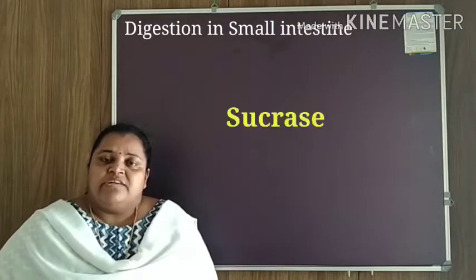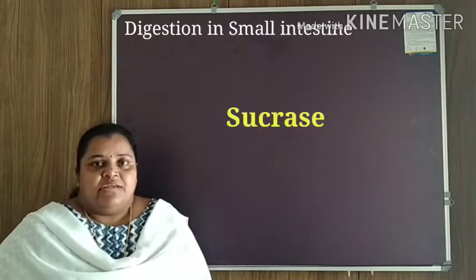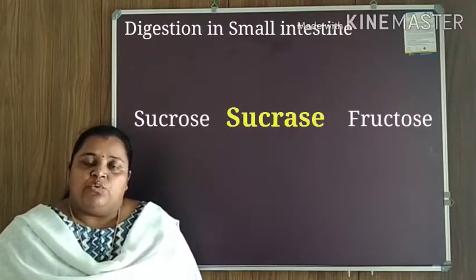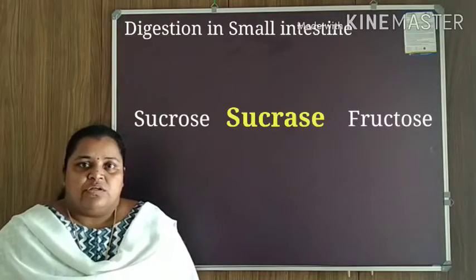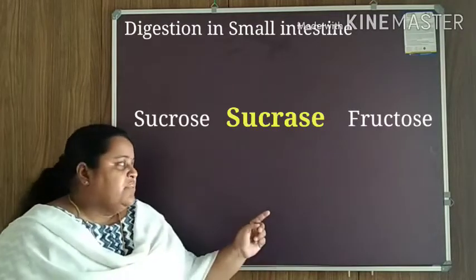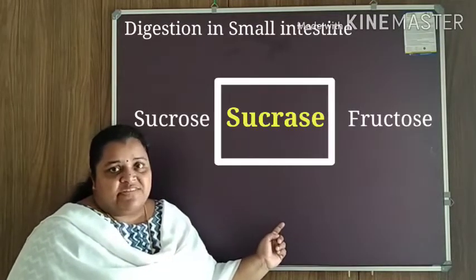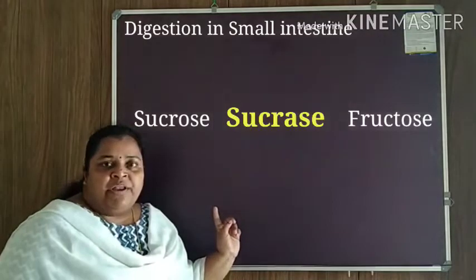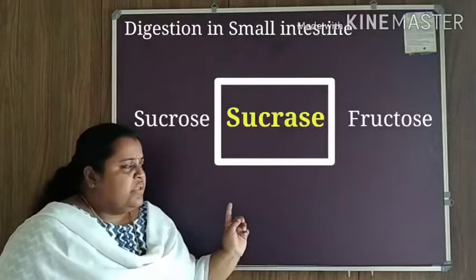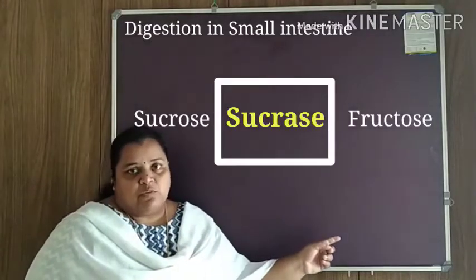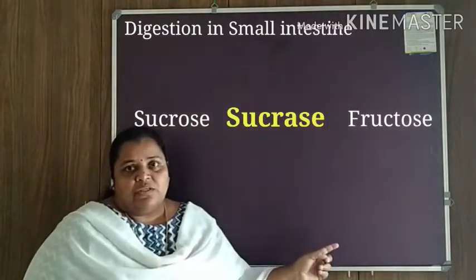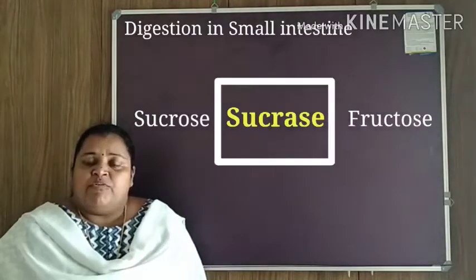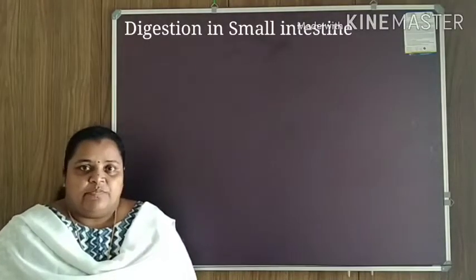The third one is sucrase. It converts sucrose into fructose. The name of the enzyme is sucrase. It converts the complex carbohydrate sucrose into fructose. I hope you understood the different types of disaccharidase.